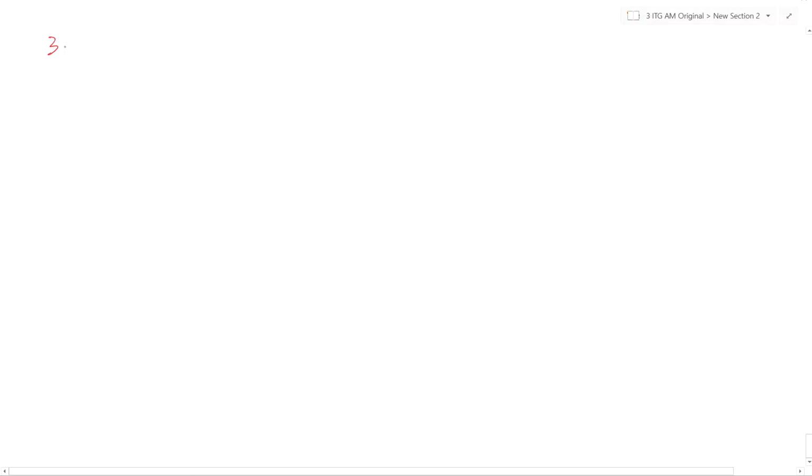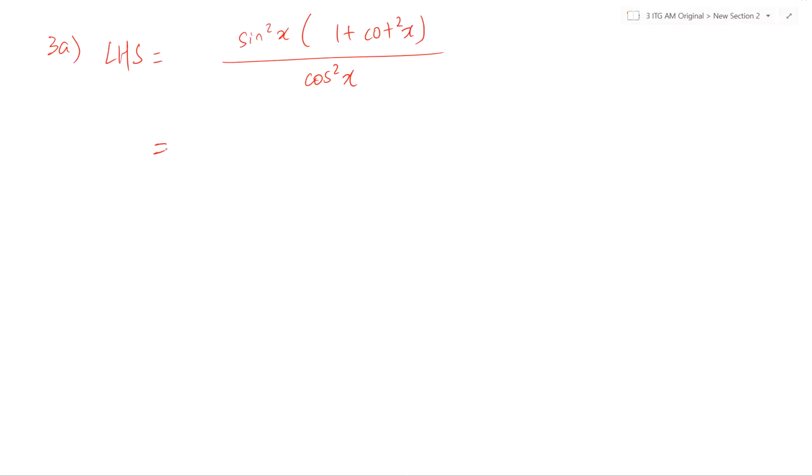3a. Start with the left hand side or right hand side? Left. Okay, what should we do? Hey, but wait. Can you take a close look at the right hand side? What is the right hand side?